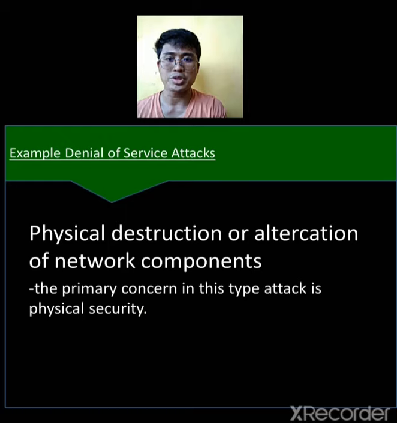And finally, we consider attacks aimed at physical destruction or alteration of network components. The primary concern in this type of attack is physical security. You should guard against unauthorized access to computers, routers, network wiring closets, network backbone segments, power and cooling stations, and any other critical components of your network. Physical security is a prime component in guarding against many types of attack.